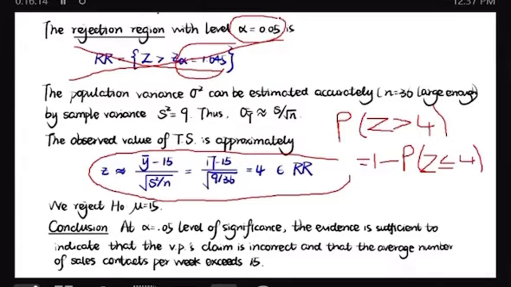And do you know when to reject? When the P value is less than alpha, you reject. When the P value is greater than alpha, you fail to reject. So that's another way to take a decision. We can make use of a rejection region, or we can make use of a P value. Does that make sense? Okay.